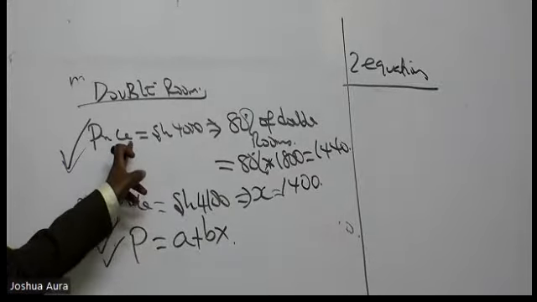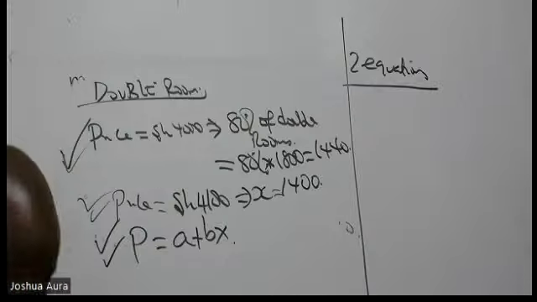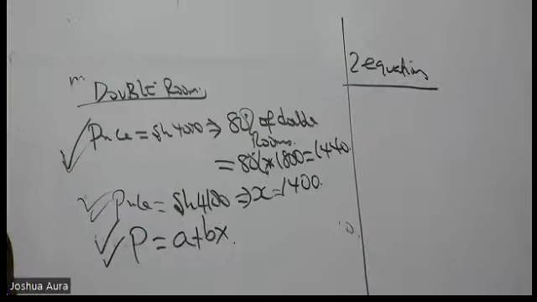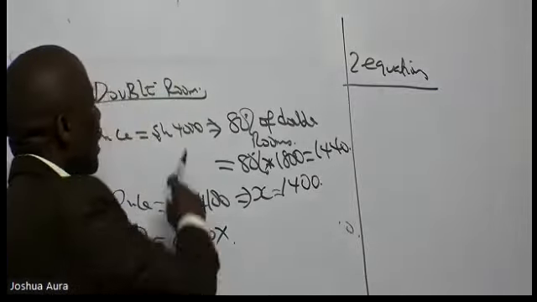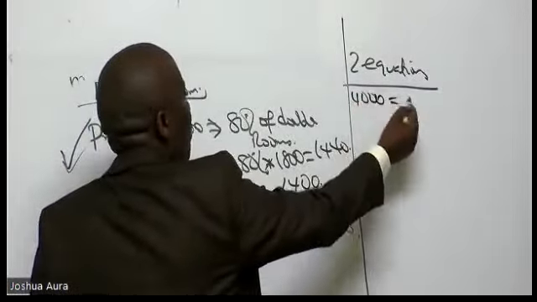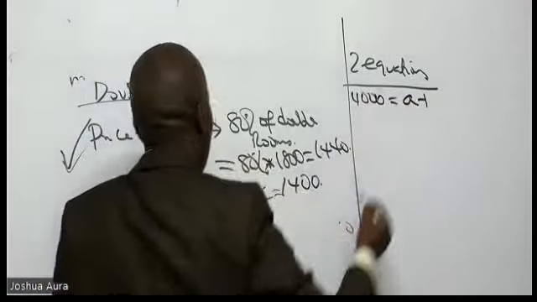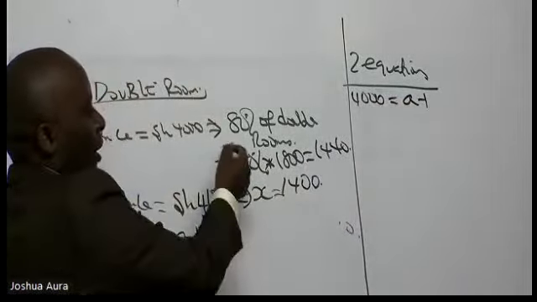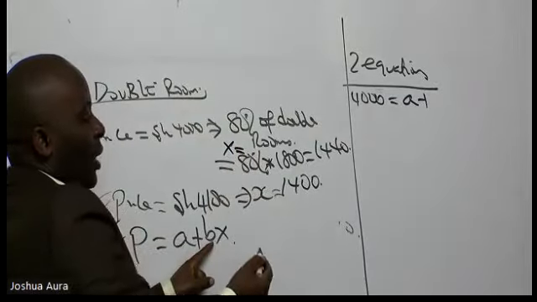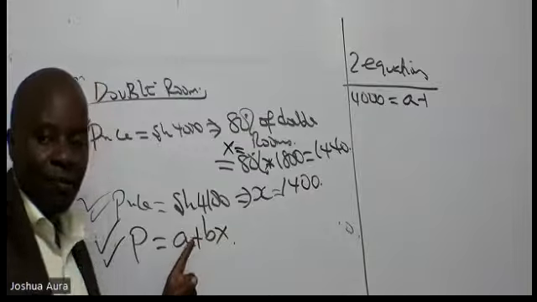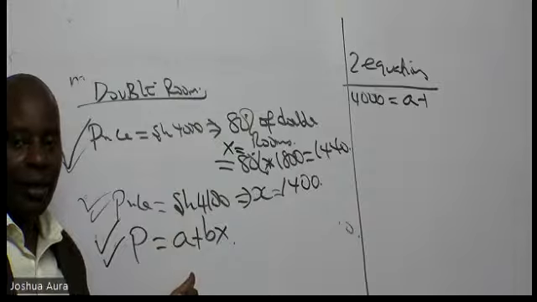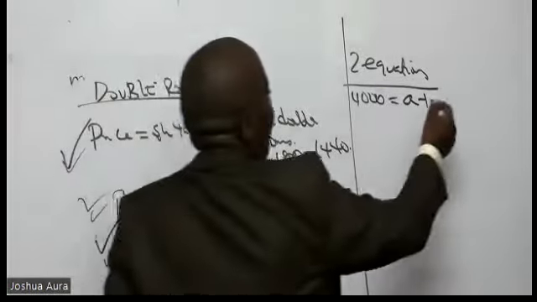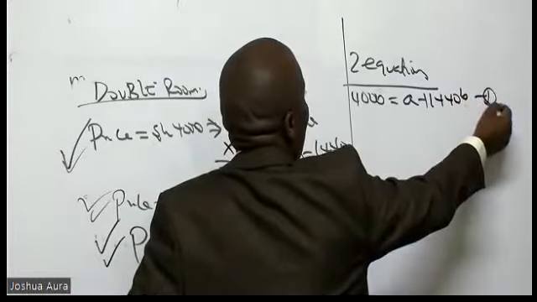You plug in the first point. So when you plug in the first point, what do we have here? The price I'm plugging in here is 4,000. The price, 4,000, equals A plus BX. Remember, this is the quantity X. So B 1440. I can't write it like B 1440, the number must come ahead. So it's supposed to be A plus 1440B, equation number 1.